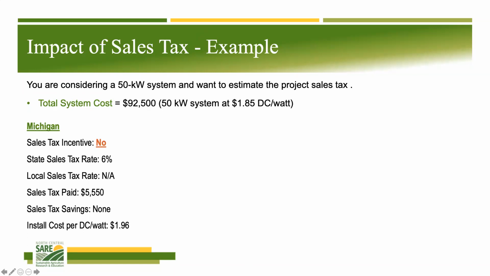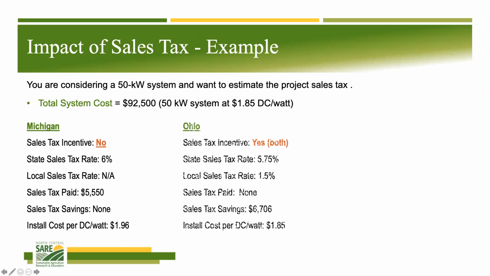In Michigan at this time, and this was actually 2019 when I ran this model, they did not have a sales tax incentive. So you look at their state sales tax rate. They didn't have a local sales tax, but their state sales tax was 6%. And so their savings was none. They're going to have additional sales tax of $5,500 on that $92,000 project cost.